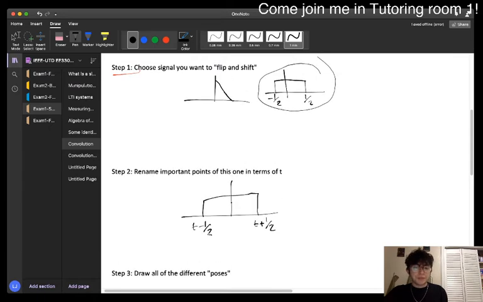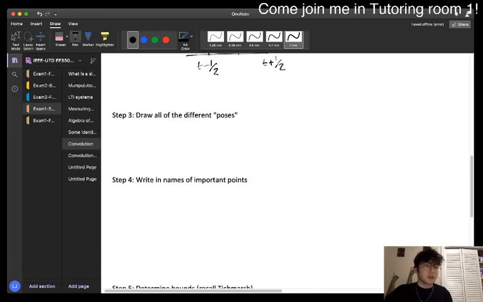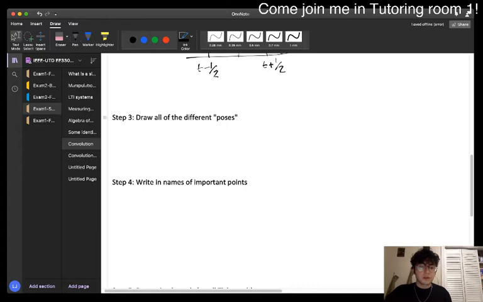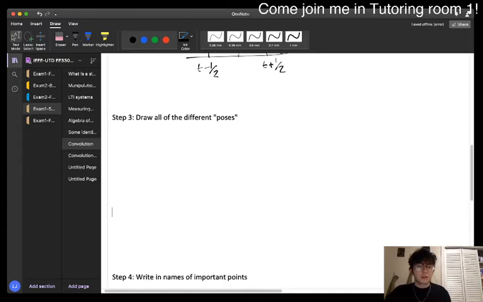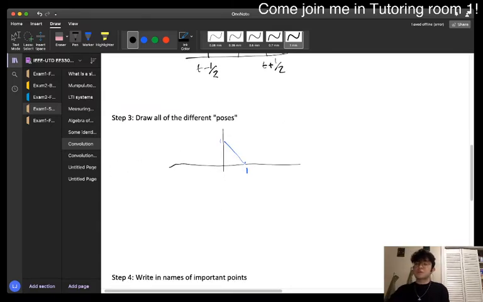And then from there, we have our signal that is going to stay static, that ramp function. We don't need to rename any of the points of that one. That one's staying still. So this one's 1, and this is 1. But this box signal is going to be moving left and right.